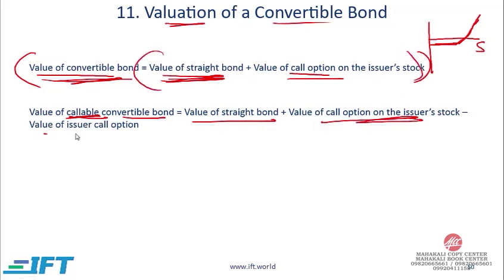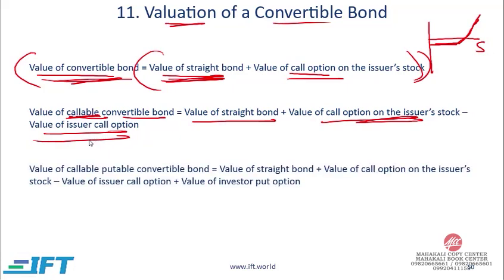And then we subtract the value of the embedded call option because investors do not like embedded call options. What if the bond is both callable and puttable? Then we simply add the value of the put option.